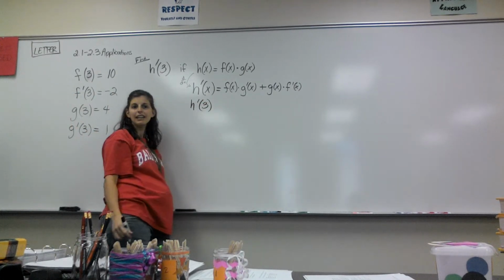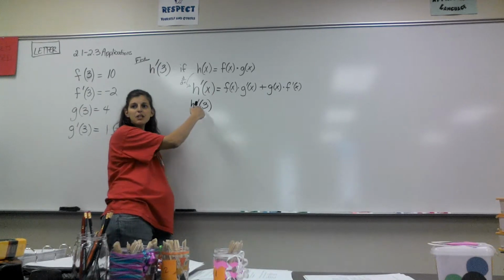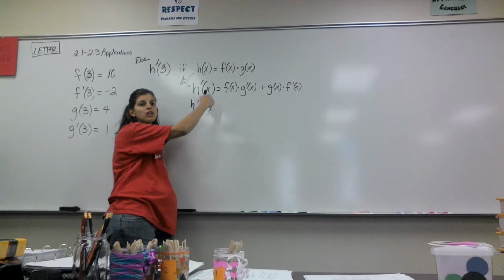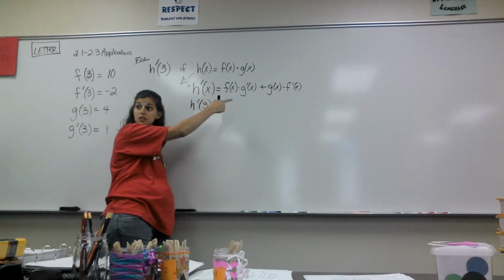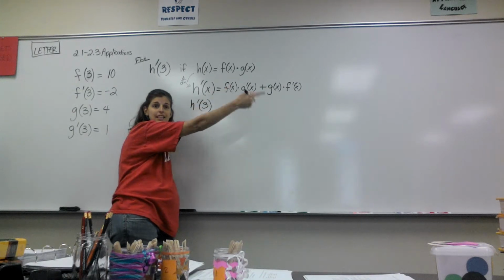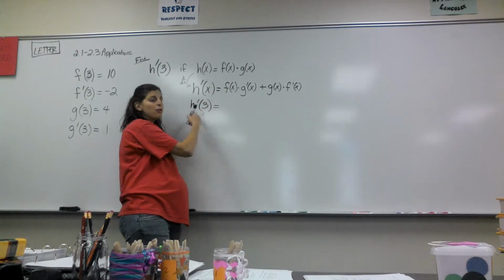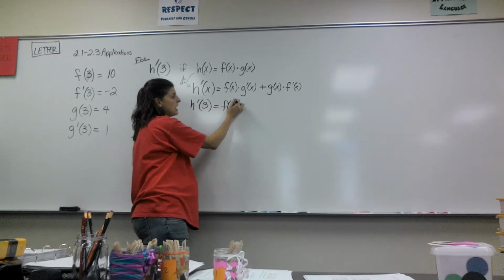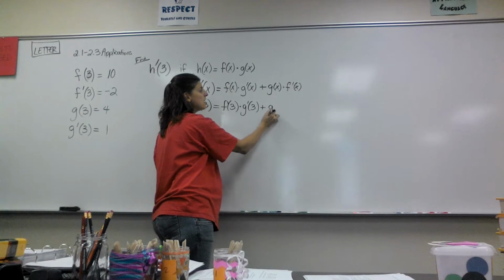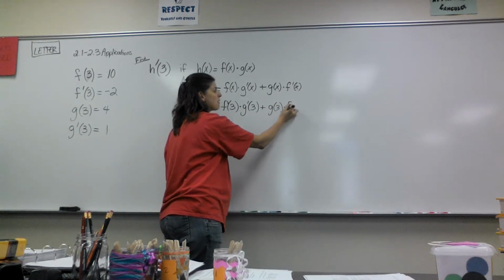but I know what they are at 3, and I'm asked to find h prime of 3. Maybe that's related. So if I need to find h prime of 3, and I have h prime of x, what do I need to do? Substitute 3 in for all my x's. So h prime of 3 will equal f of 3 times g prime of 3 plus g of 3 times f prime of 3.